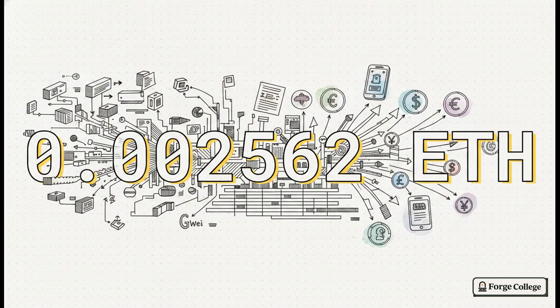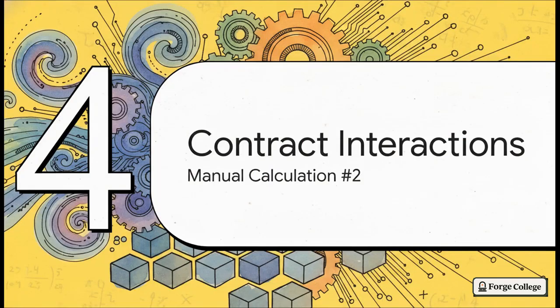0.002562 ETH. Now, this isn't just a random estimate. This is the exact deterministic cost of that simple transaction. If you wanted to report this to a user in their local fiat currency on your app's interface, you simply take this exact ETH amount and multiply it by the current market price of Ethereum. Pretty straightforward, right? Section 4.